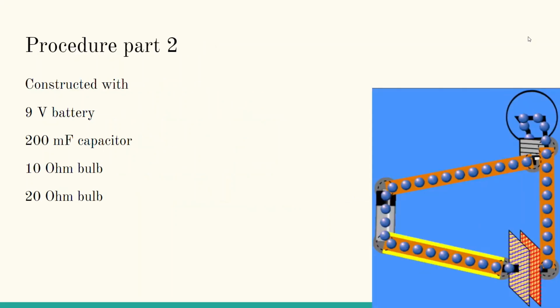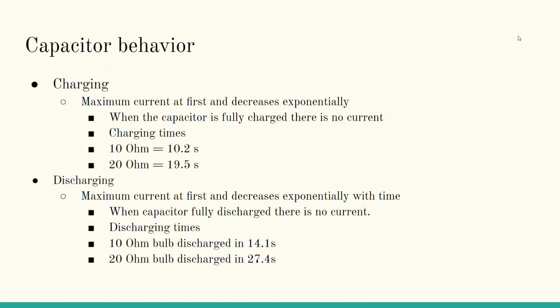The second part of this lab requires you to construct this circuit. You use a 9 volt battery, a 200 millifarad capacitor, a 10 ohm bulb, and a 20 ohm bulb. For the charging part of the capacitor, it starts at the maximum current and decreases exponentially. And when the capacitor is fully charged, there is no current.